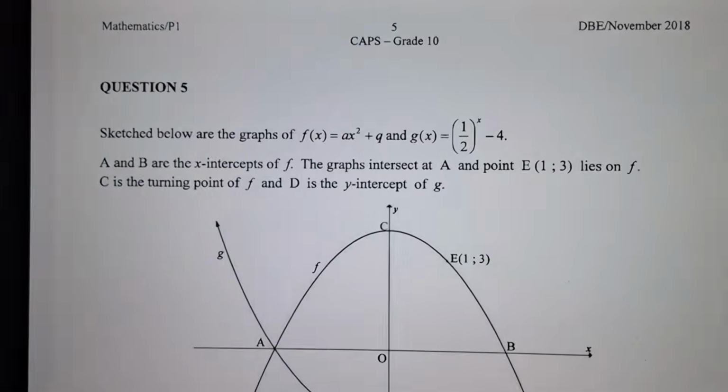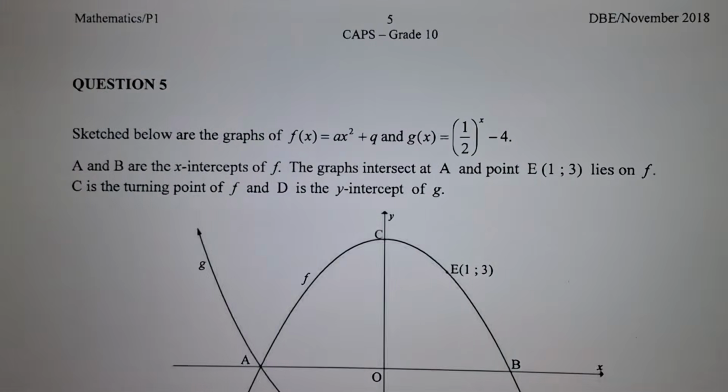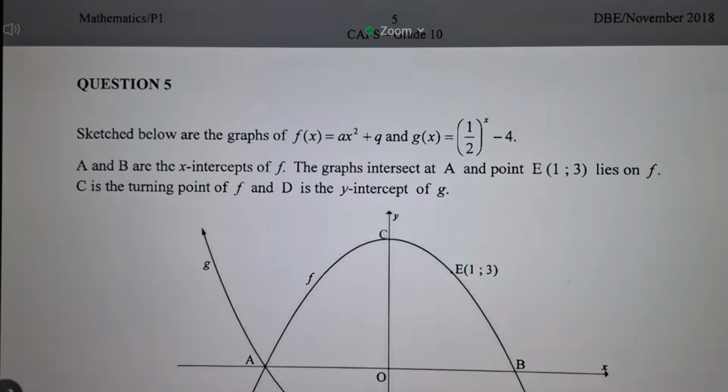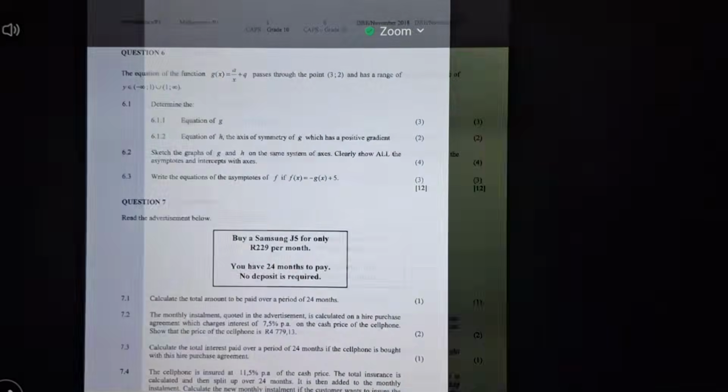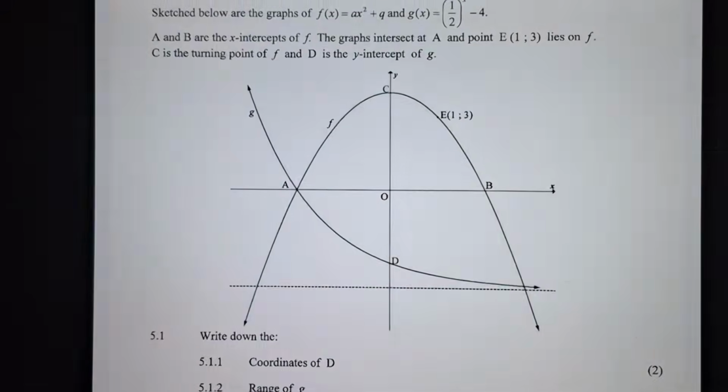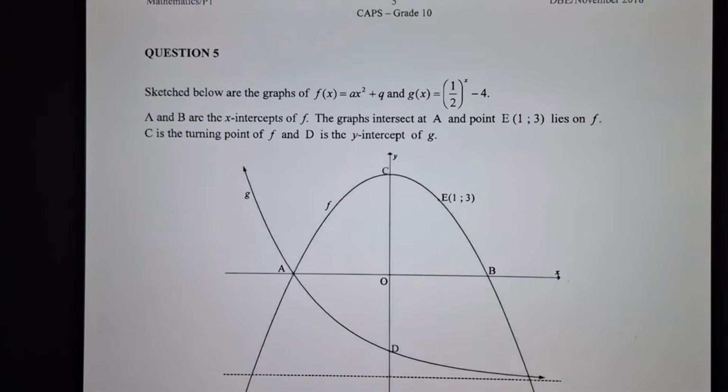Since we are dealing with graph G, we're going to look at the equation again. The equation here is g(x) equals half to the exponent of x minus 4. That's where we get the asymptote for the graph. The asymptote is the last number, which is negative 4. That negative 4 represents q, and q is the asymptote of the exponential graph.